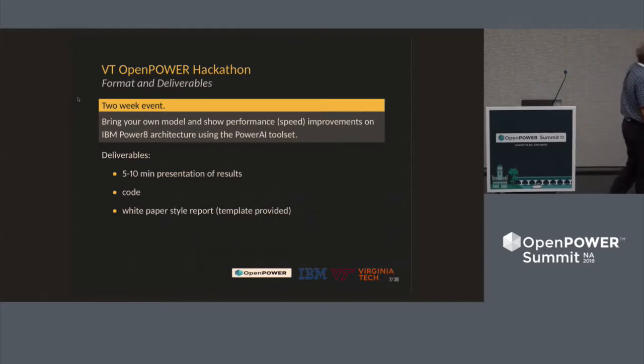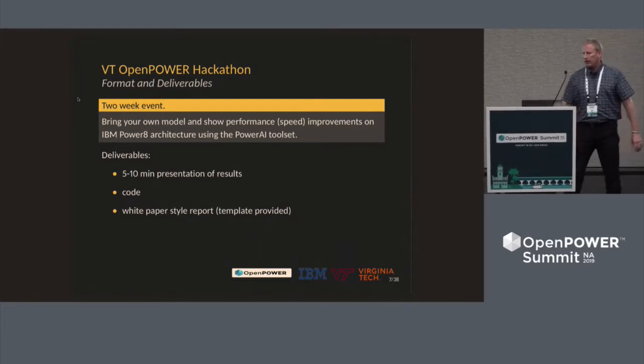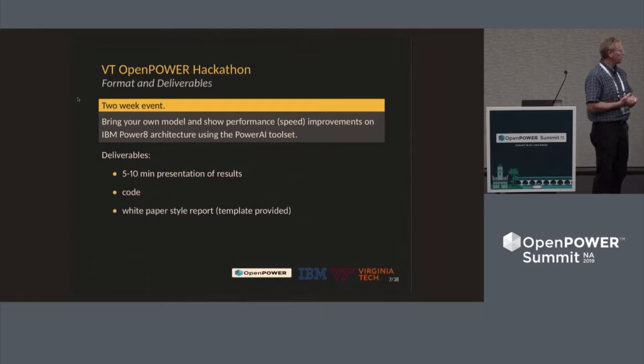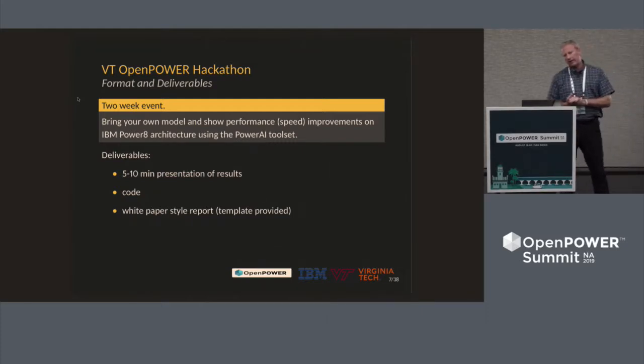In any hackathon, there has to be a goal. The deliverables in this case were really 5 to 10 minute presentations. I think they all ended up being 15 to 20, but that's okay. Some code, so we have some Python Jupyter notebooks. And then ultimately what we were asking people to do was put together white papers that IBM, or OpenPOWER I guess, could use to advertise what can be done on their system.